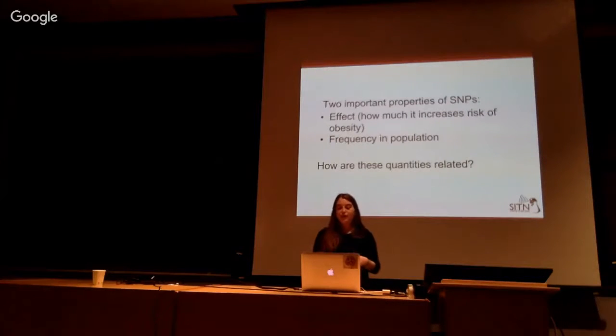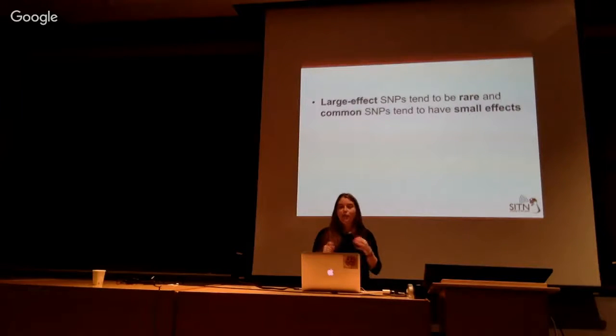Okay, so we just talked about two important properties of SNPs. We talked about their effect, so how much they increase your risk of obesity, and we talked about their frequency in the population. So the question that I'm sure is now burning in all of your minds is, how are these two quantities related to each other? And the answer is that they are related to each other. The way that they are related is that large effect SNPs tend to be rare, and common SNPs tend to have small effects.